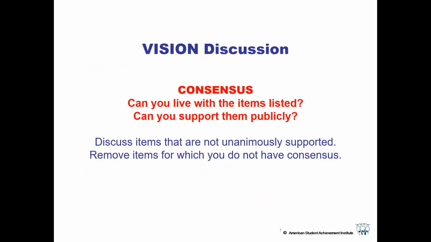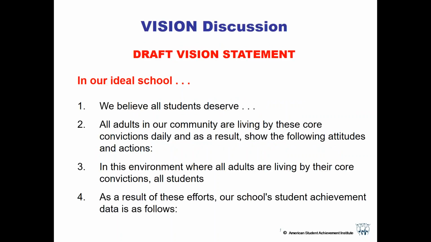It's okay in your vision statement to write the vision as a narrative. It's also okay to write it as a bulleted list, whatever you think is important there. So in your draft of your vision statement, you're going to come up with these prompts to 4 paragraphs. In our ideal school, we believe that all kids deserve. Here's what the adults are doing. Here's what the kids are doing. And as a result of all this, here's our ideal data.